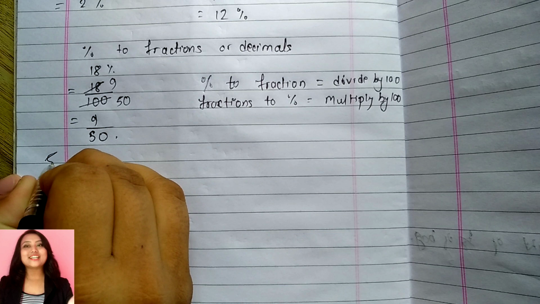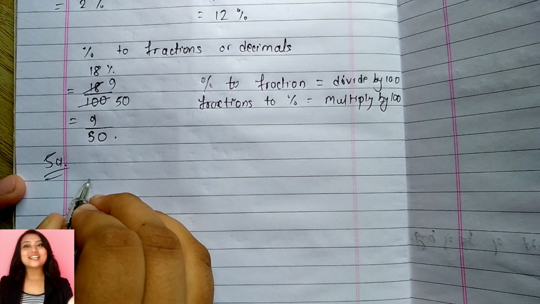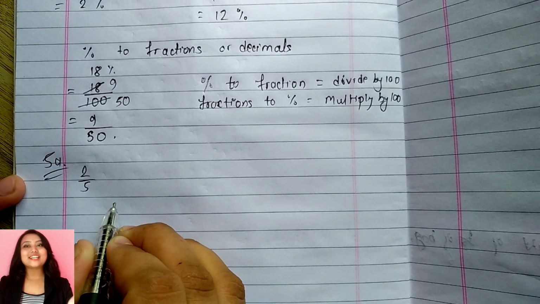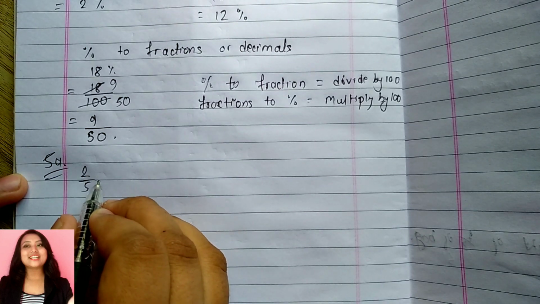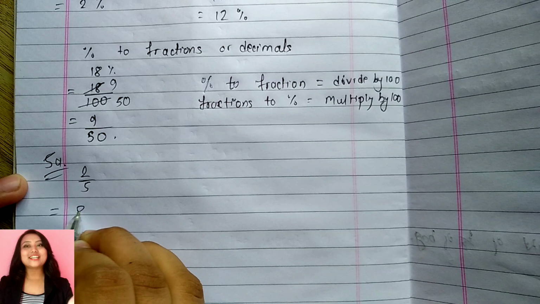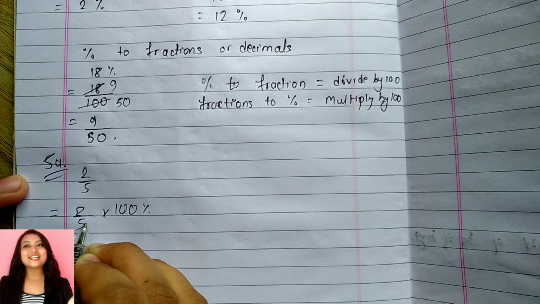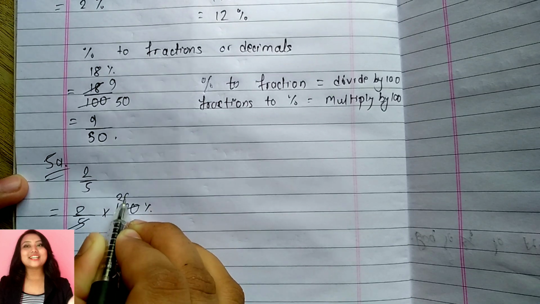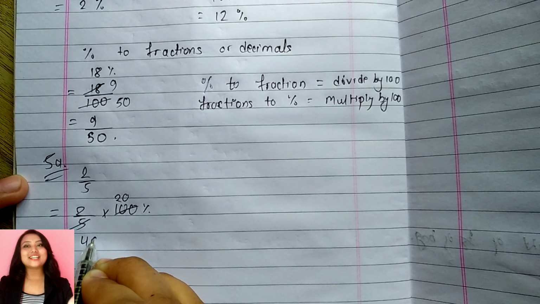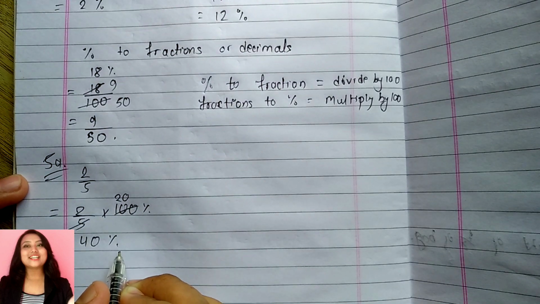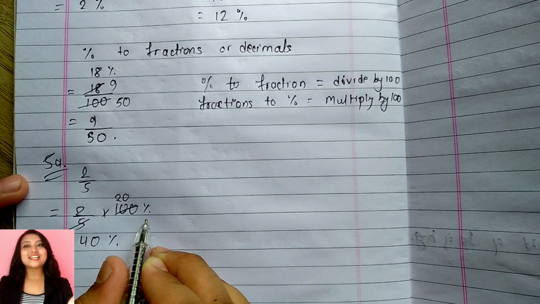In question number 5a, the fraction given is 2 by 5. Now we have to change this into a percentage. For changing into percentage, we have to multiply with 100. So 100% will be there, and 5 twos are 10, 0 is 0. So 2 twos are 4 and 0 will be here. So it will be 40%. So a fraction, while changing into percentage, we have to multiply with 100.